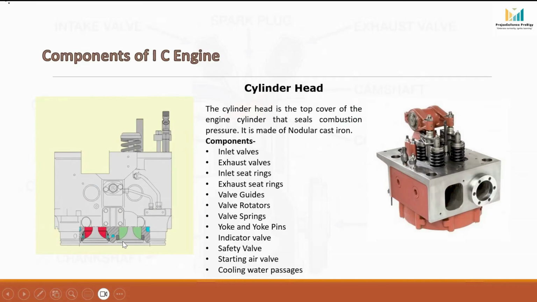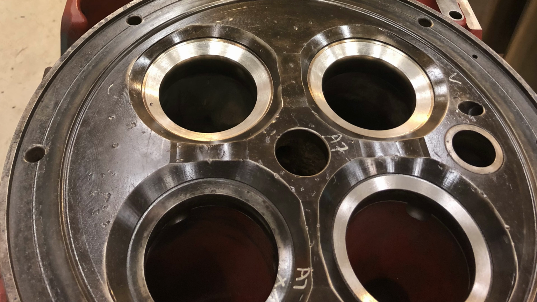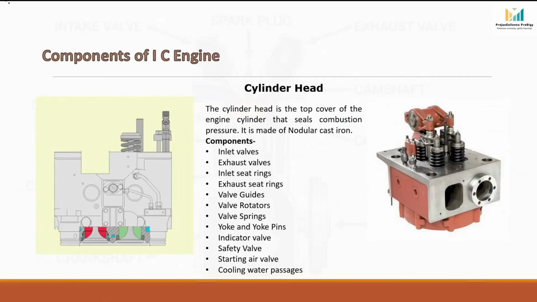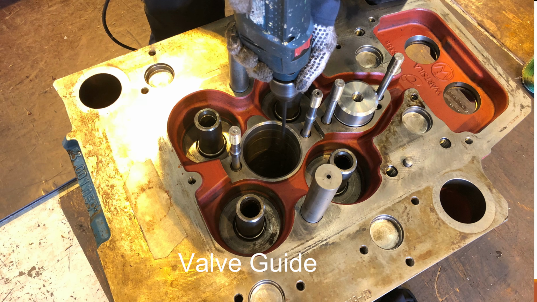Now look at the areas where the valve sits when closed. These are called valve seats. The valve seat provides a gas-tight sealing surface between the valve and cylinder head. A properly sealing valve seat is very important because even a small leakage can reduce compression and engine efficiency. The valve stem moves inside a component called the valve guide. The valve guide ensures that the valve moves only in the correct direction and maintains proper alignment during operation.